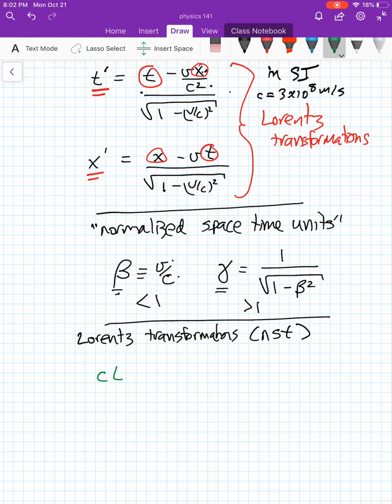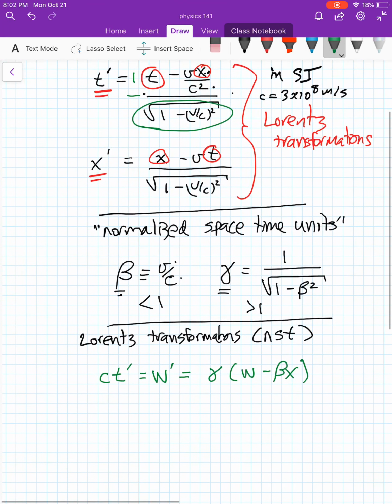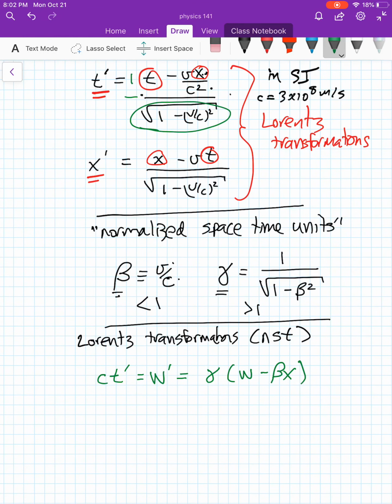If we follow this through, we get ct prime, which we'll call w prime. See, that's why we have these w's here. It is equal to gamma, which is 1 over the square root of 1 minus v over c squared, times w in the unprimed frame minus beta x, where x is in those normalized units, usually light seconds or light years.